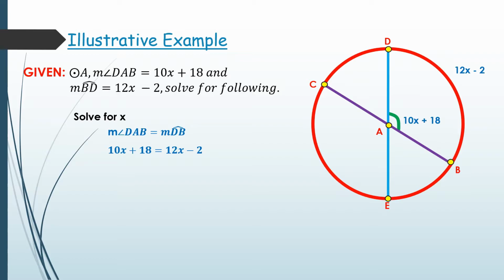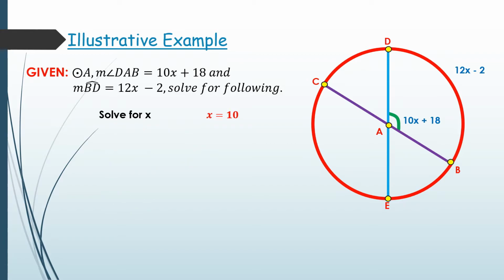Then to solve this, we combine like terms. We isolate those with x variable on one side and those without x variable on the other side. And that will give us 10x minus 12x equals negative 2 minus 18. Simplifying this will give you negative 2x equals negative 20. Then divide both sides by negative 2. Then we will have x is equal to 10.